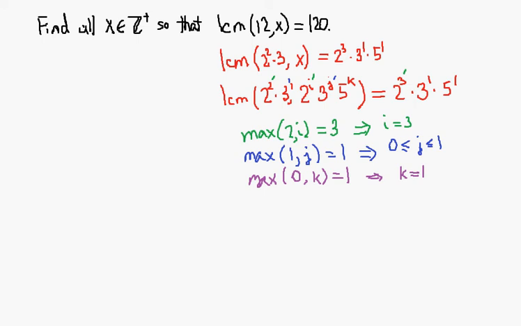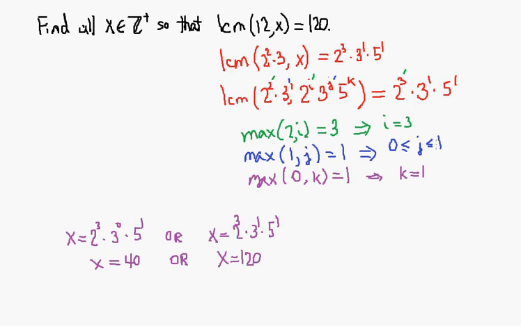So the possibilities: x would be equal to 2 to the third times 3 to the 0 times 5 to the first. That's one possibility. The second possibility is that x is equal to 2 to the third times 3 to the first times 5 to the first. So multiplying out, the two possibilities are that x is equal to 40 or that x is equal to 120. And so those are the two solutions, and furthermore, more importantly, that is how those two solutions can be found.